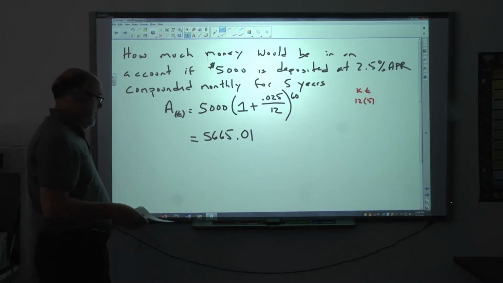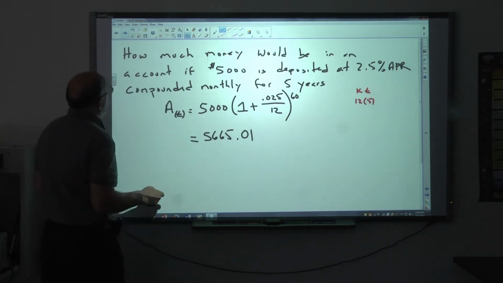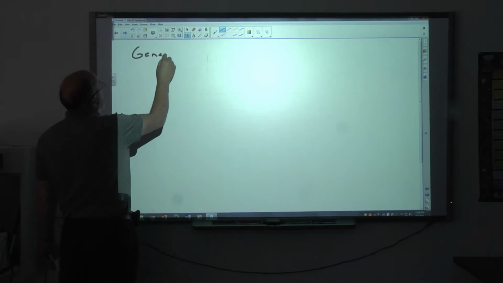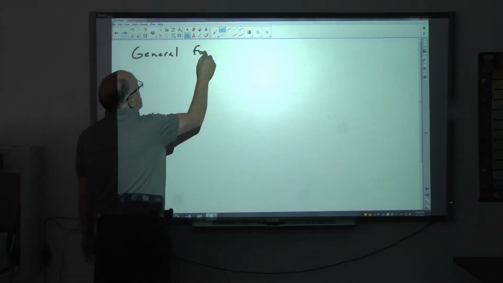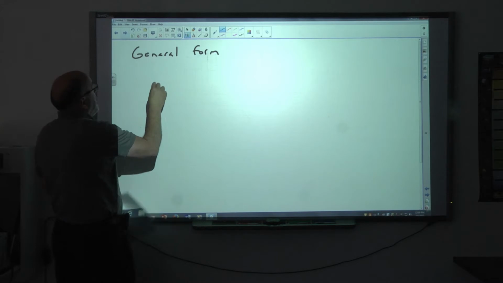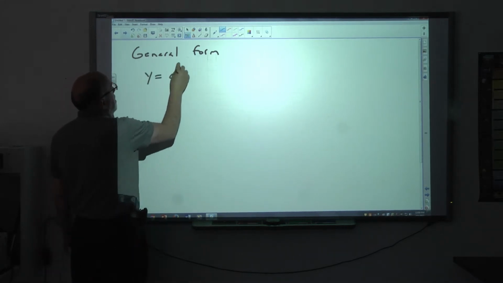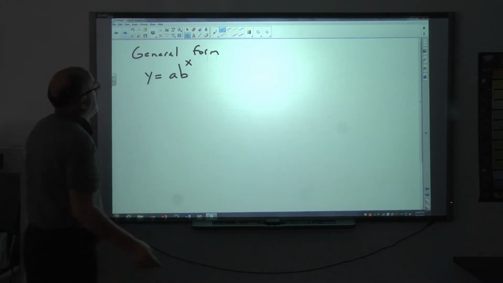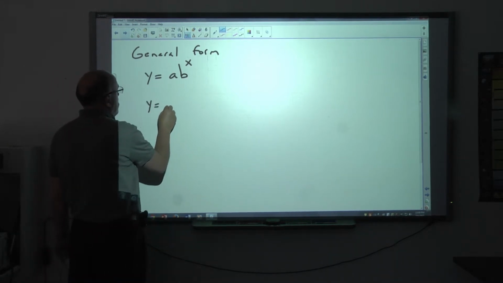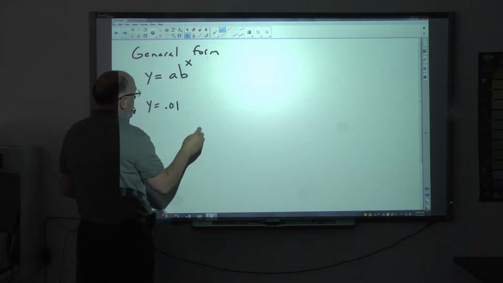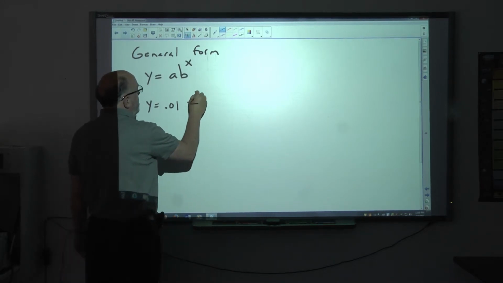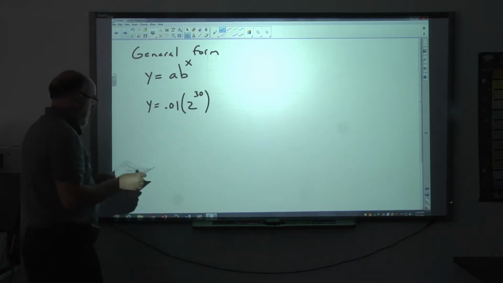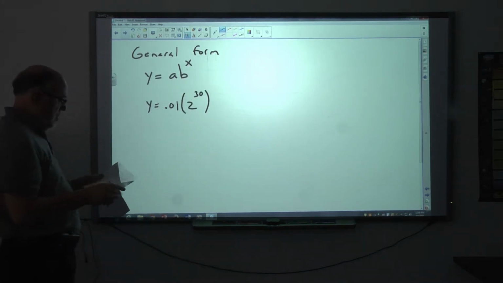So that's in terms of compounding. In terms of exponentials, we get what's called the general form: y equals a b to the x. For example, we could have y equals 0.01 times 2 to the 30th. So we get something like that.